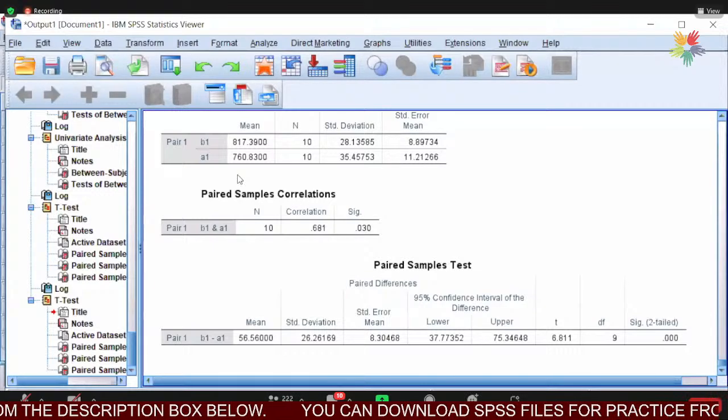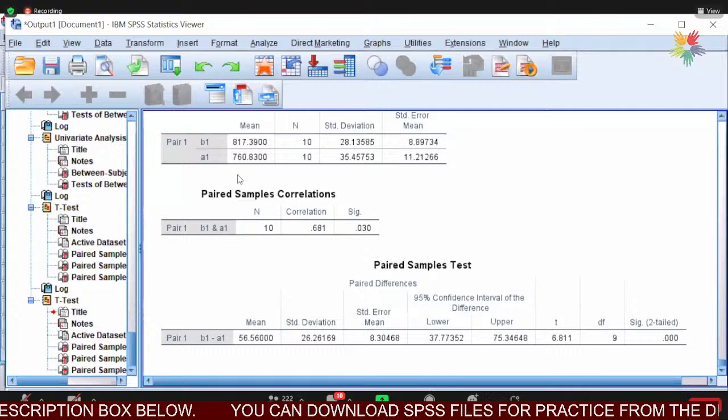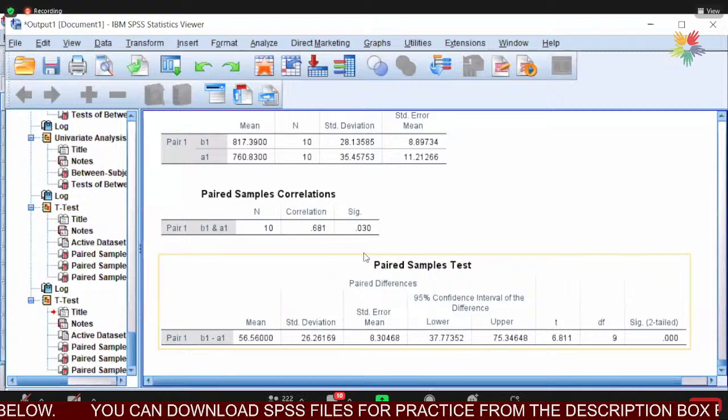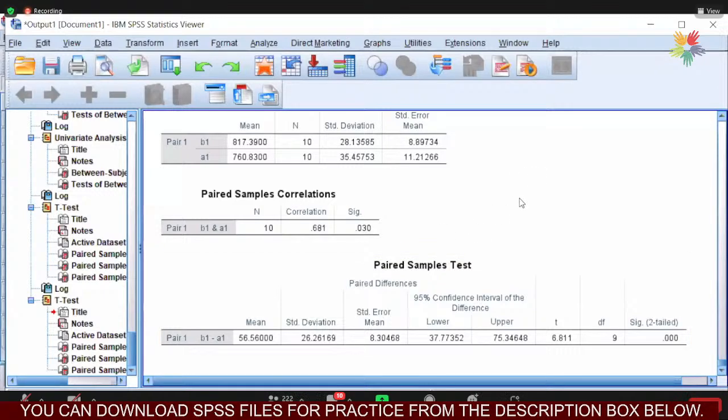Very good. So this is the paired sample t-test. If you have any questions, you can ask. Otherwise, I will proceed.